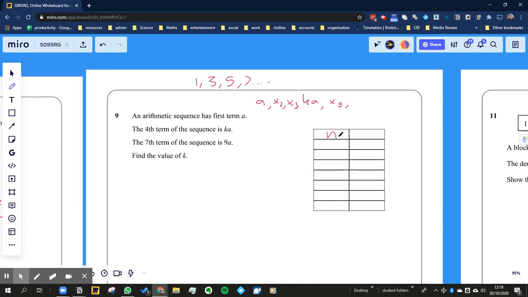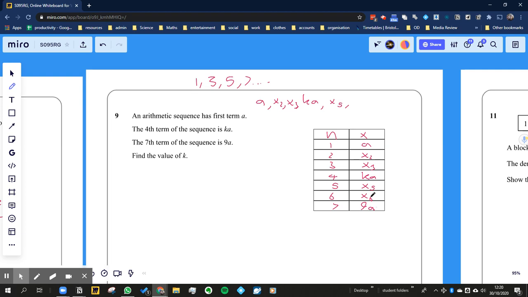So we're going to say n, and we're going to have 1, 2, 3, 4, 5, 6, 7. And then we're going to say x, basically the value that is the nth term. The first is A. The second term we're just going to call x2. The third is going to be x3. And then the fourth term is KA. The fifth term we're going to call x5. The sixth term x6. And the seventh term we're going to call 9a.